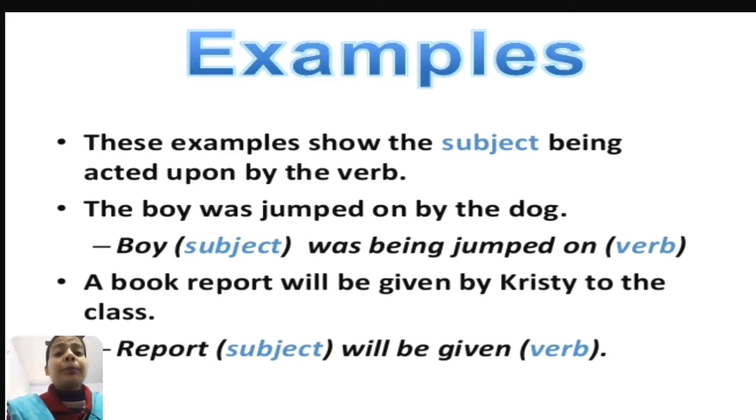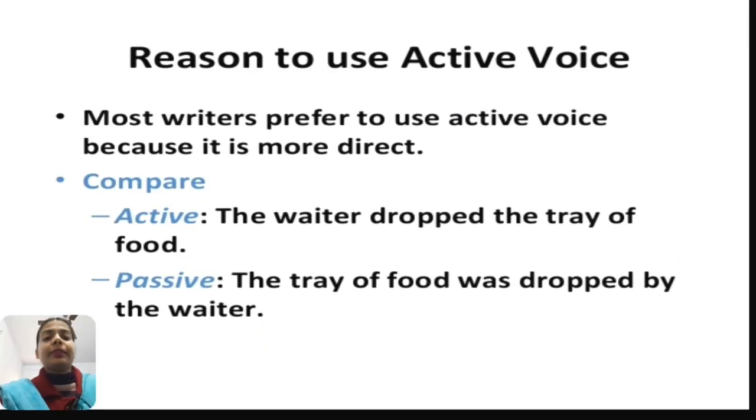The book report will be given by Christy to the class. Here, the book report is the subject that will be given. So, will be given is the verb of the sentence. This is how we can identify whether a sentence is in active voice or in passive voice.